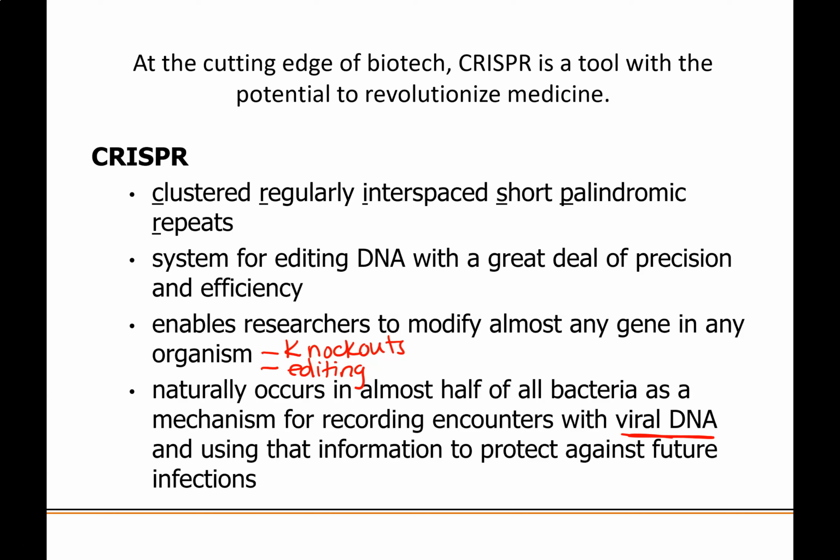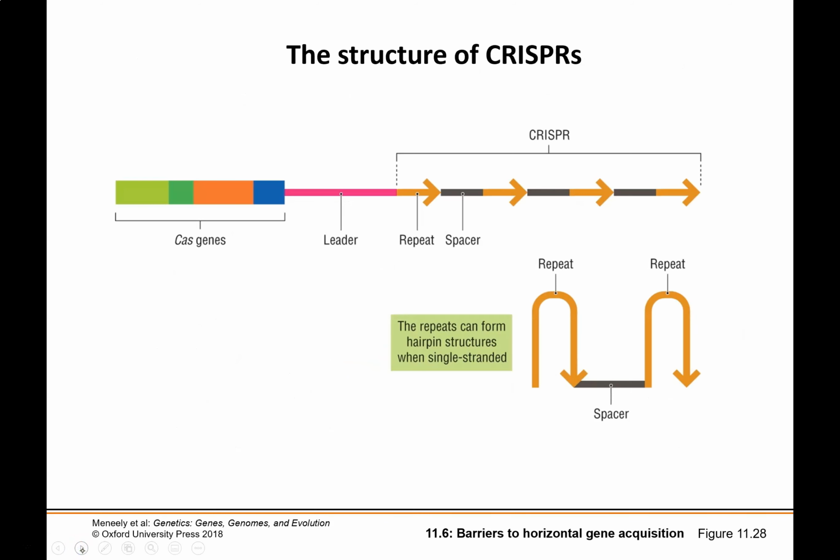So CRISPR works in a similar way. The human immune system is a much different system, but the overall idea is the same. It's a way to remember a viral infection. So let's talk about the structure of CRISPR.